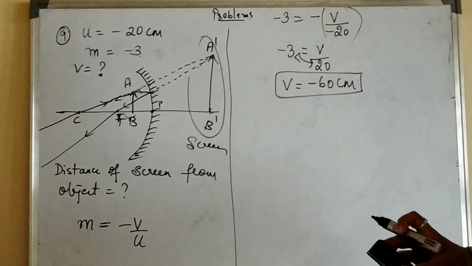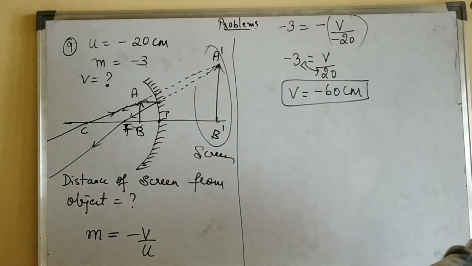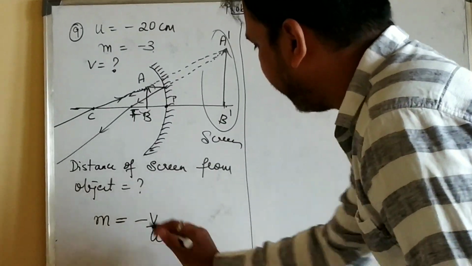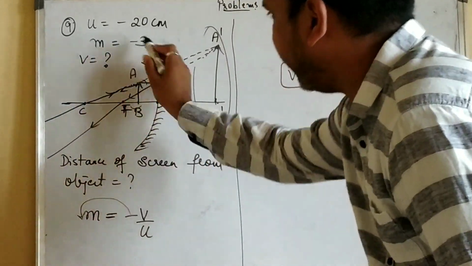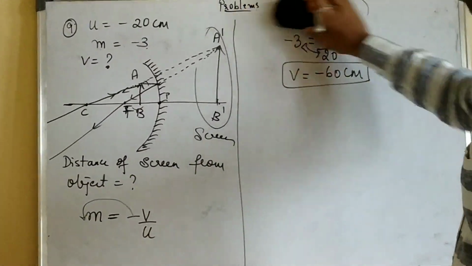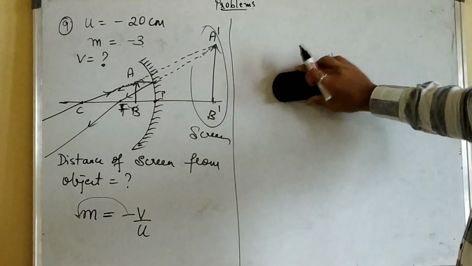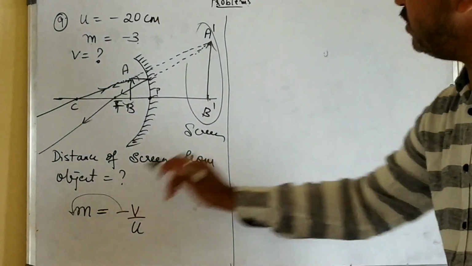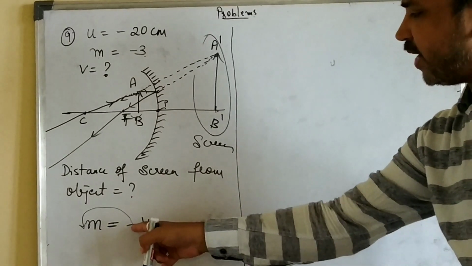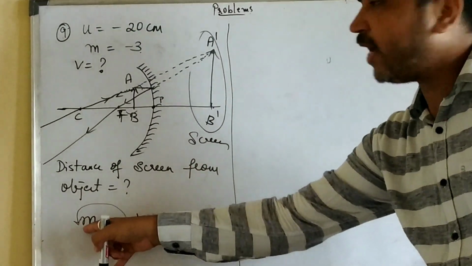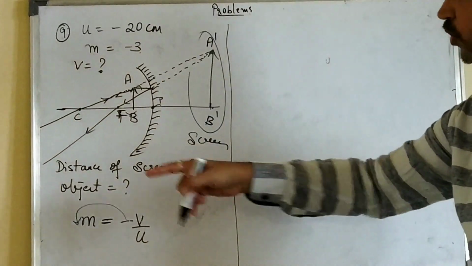Now here this M is equal to minus V by U. This minus sign is taken by minus M here, right? So what you have to do here? Since in this formula M is equal to minus V by U, this negative sign is taken by the magnification, that is given as minus 3. So here only I have taken.